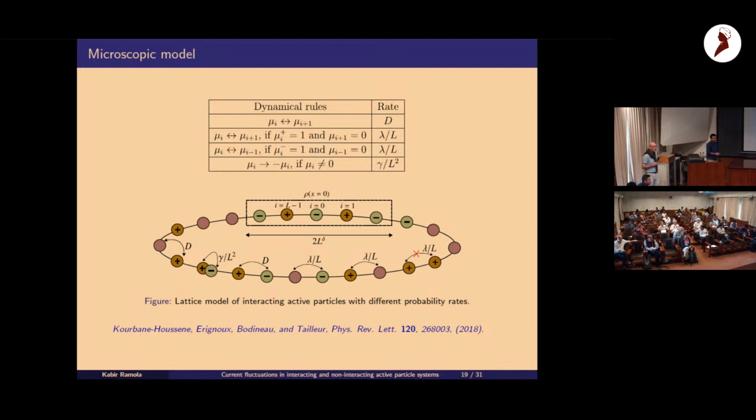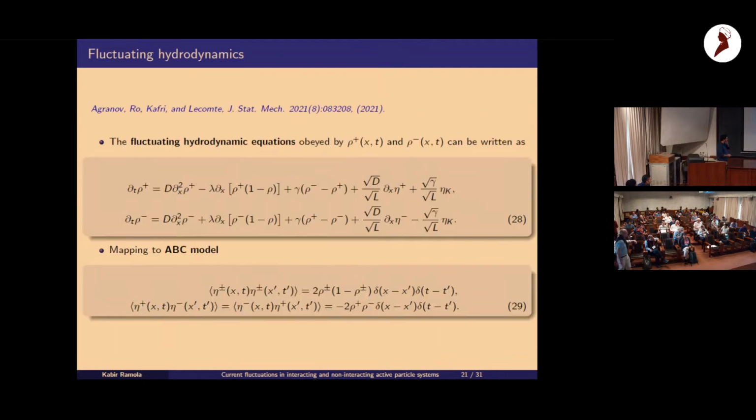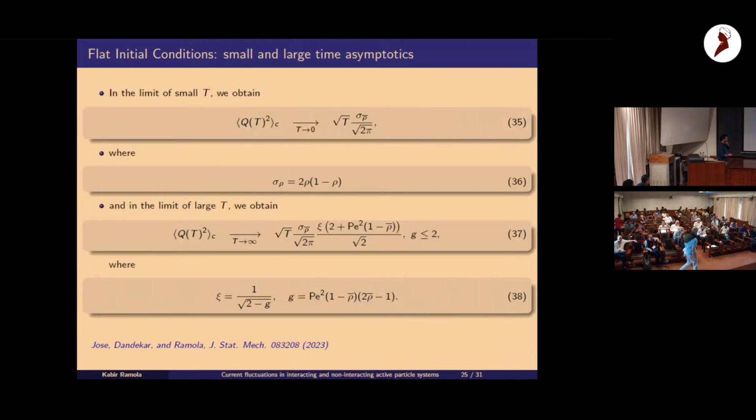Yes, please. Just one related question. Suppose you look at the strongly asymmetric limit numerically. What do you get? If you do just microscopic numerics, with these dynamical rules, that should be doable, right? That should be doable, but we have not checked that.